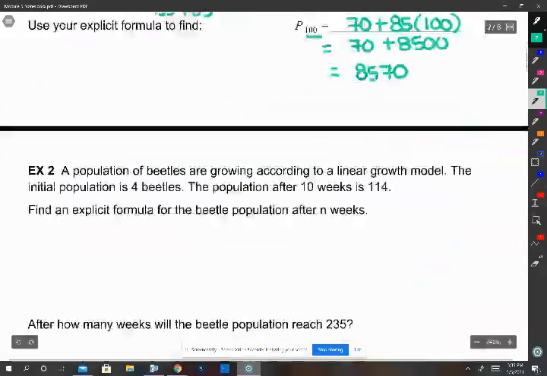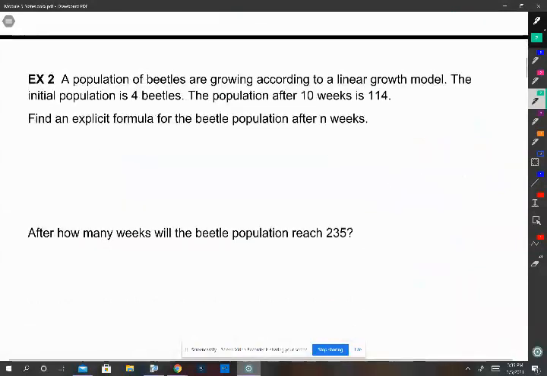So example 2 talks about a population of beetles that are growing according to a linear growth model. So again, it tells us that it's a linear growth model. So it's either going to tell us explicitly, or it's going to say something about it increasing by 5 every week, or 10 every month, or 20 every year, whatever it happens to be. It's going to have something that's going to help you know that it's linear.